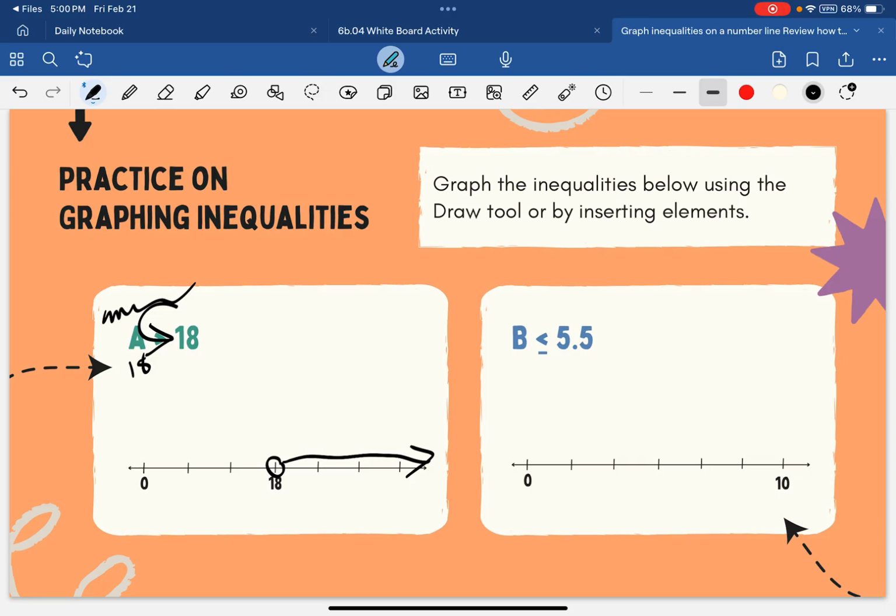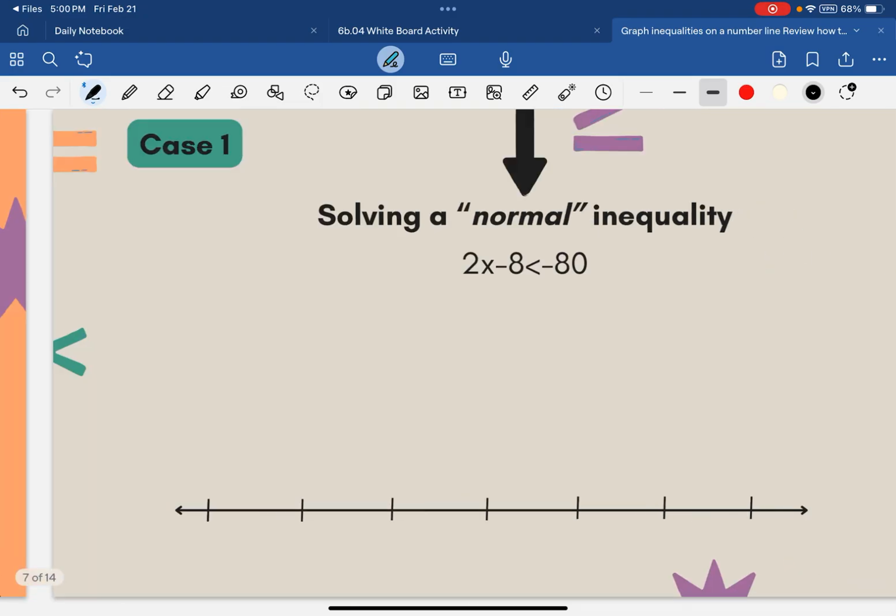Okay. This is an L, less than or equal to 5.5 works. So 5's in here, 5.5, let's say it's right there. Open or closed circle? Well, could this be 5.5? Yeah, because it says equal to. So I'm going to fill that in. And then this is a less than sign, so we're going to go to the left. That's where less than goes. Okay, so that's graphing. I hope that helps on graphing.